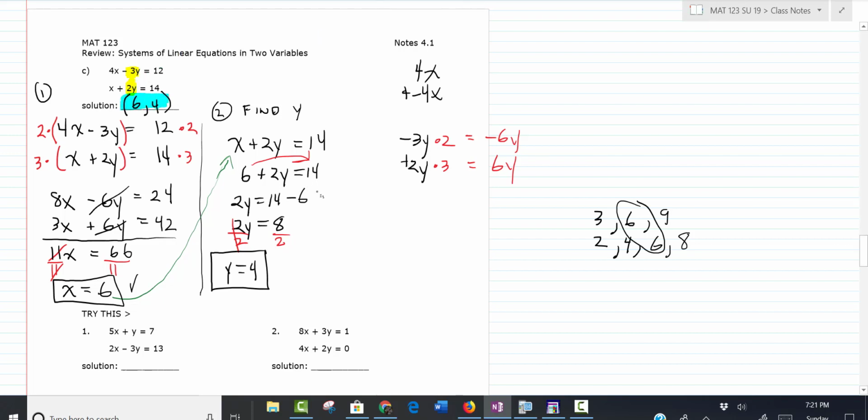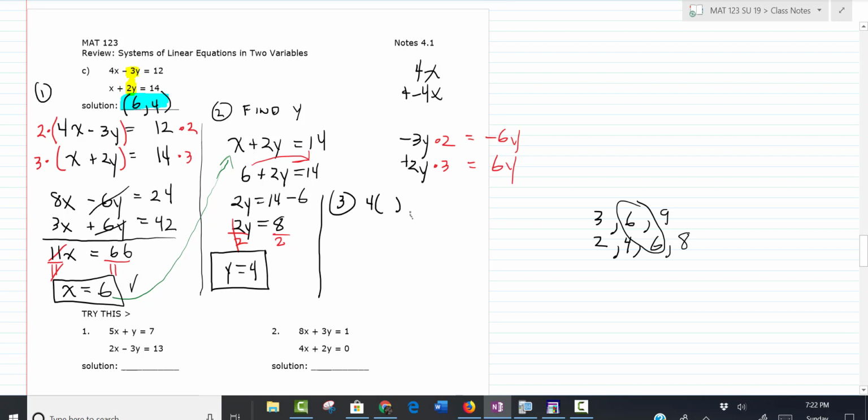And then the third thing that you want to do on your problems is just check your answer because it doesn't take very long. So you plug in to both equations. So the first equation is 4x minus 3 times y.